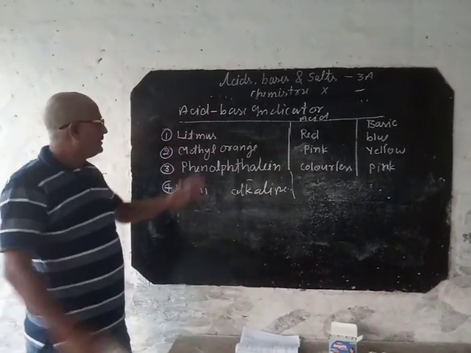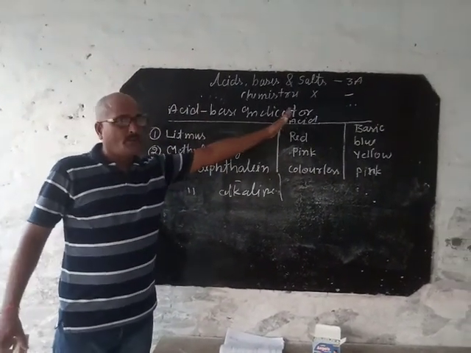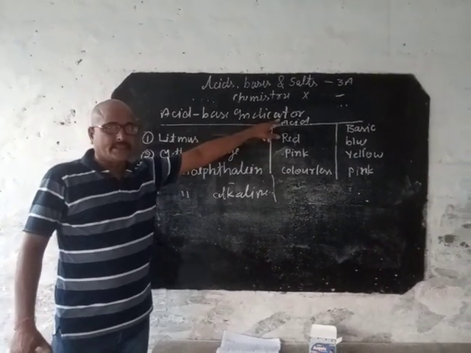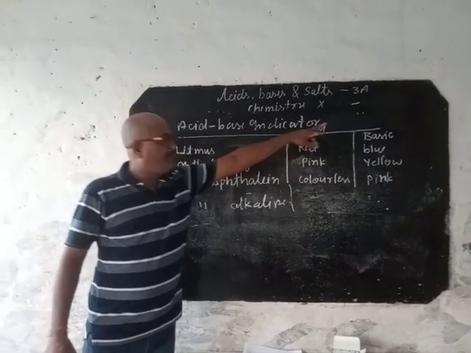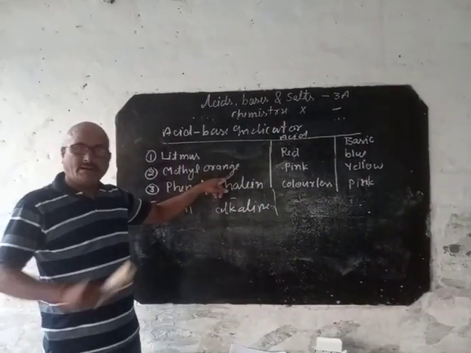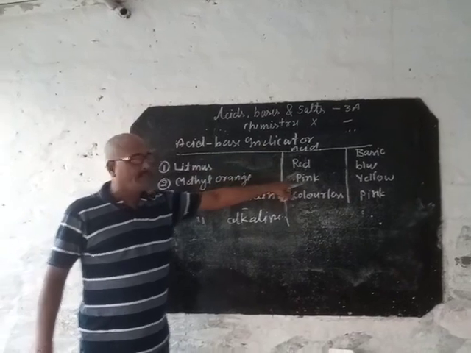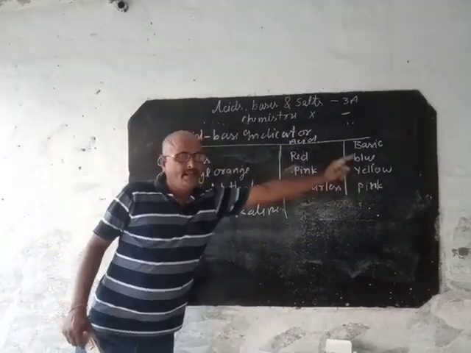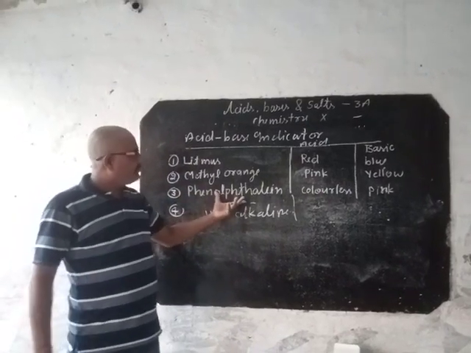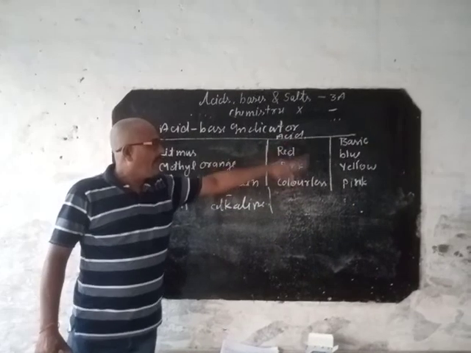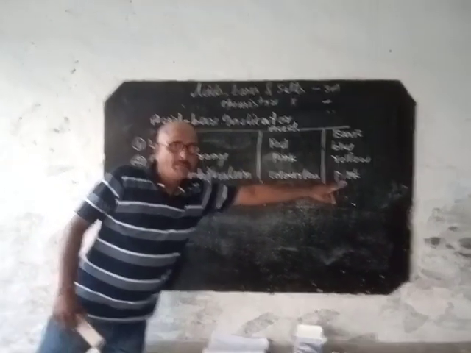What happens when the solution is acidic? Litmus is purple in color; it changes to red in acidic solution and blue in basic solution. Methyl orange is orange in color; in acidic medium it changes to pink, and in basic medium it changes to yellow. Phenolphthalein is colorless; in acidic medium it will be colorless, and in basic medium it will be pink.